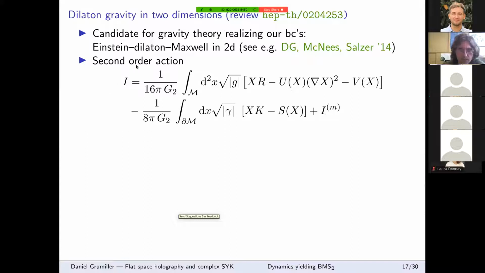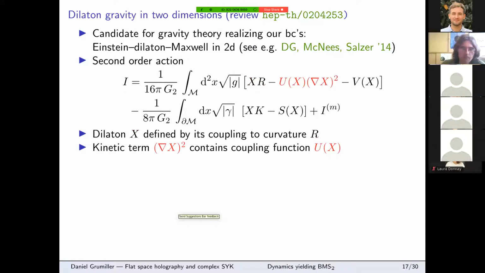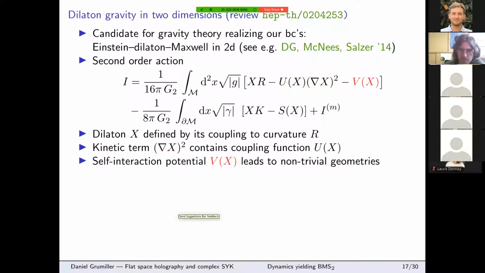So we have the following second order action. We have, well, 2-dimensional Newton's constant as a coupling constant. Then we have a scalar field that I denote by X, and this dilaton, as it is called, is defined by its coupling to curvature. So I define it in such a way that the coupling is always X times R. Then there's a kinetic term that contains a coupling function U of X, and there's a self-interaction potential V of X that leads to non-trivial geometries when it's non-zero.